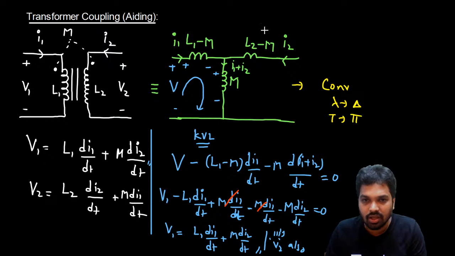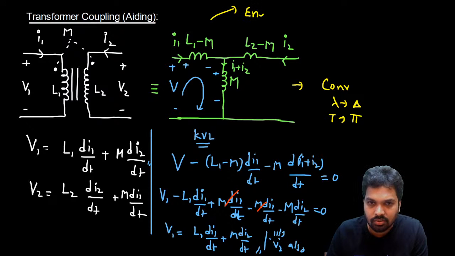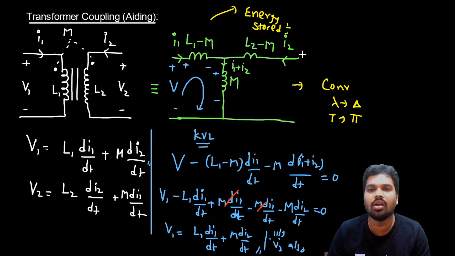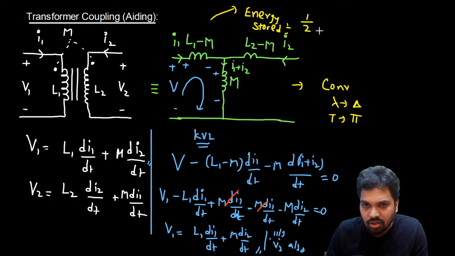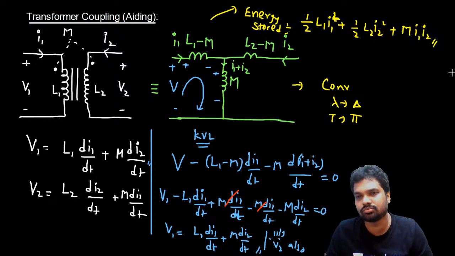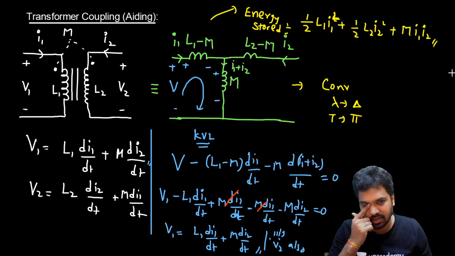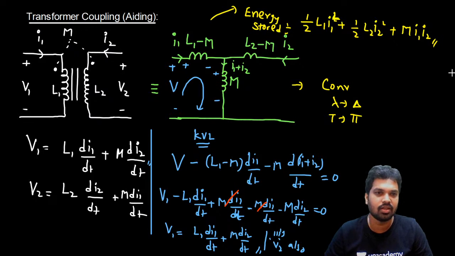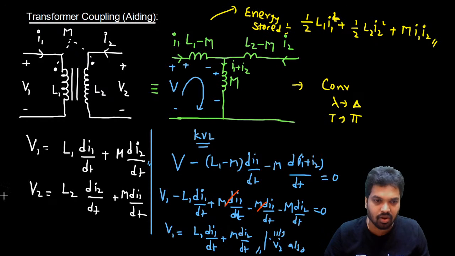So here the energy stored is also important, which you study in your machines etc. You can see the derivation also if you want: half L1 I1 square plus half L2 I2 square, plus, due to the mutual, you get M into I1 I2. Okay, this is the energy stored. So let's try the same for opposing.